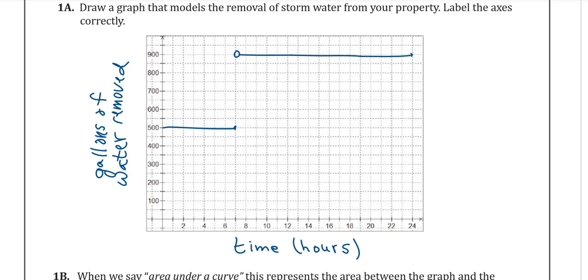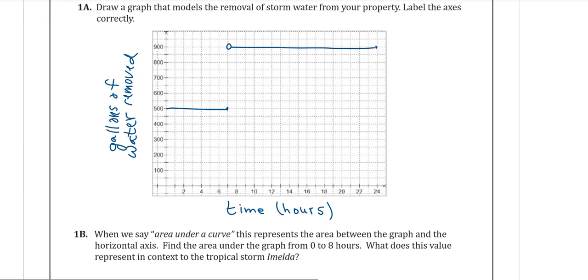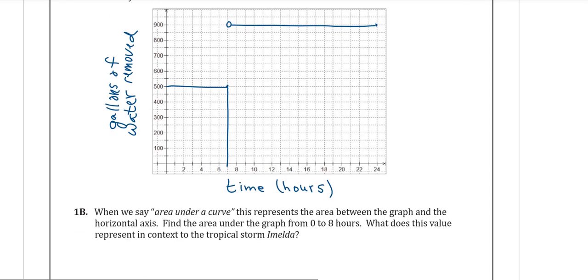There we go. Okay. So when we say area under a curve, this represents the area between the graph and the horizontal axis. We're going to find the area under the graph from 0 to 8 hours. And then what does this value represent in context to the storm Imelda? Okay, so what we want to do here is we want to look at this area right here. We have a nice little rectangle here. And the area of this rectangle is going to be length times width.